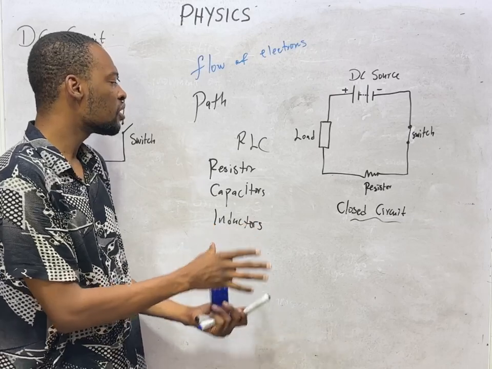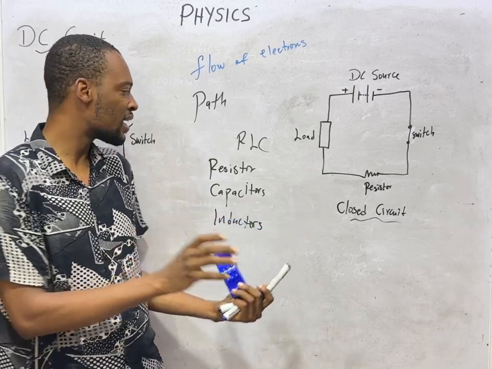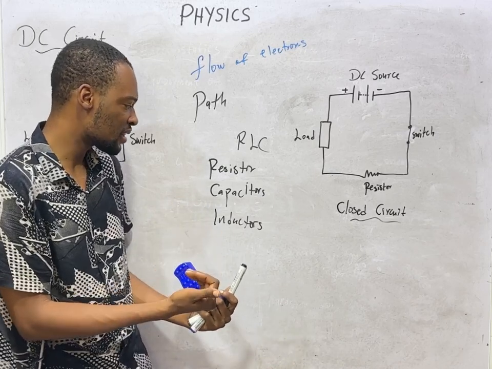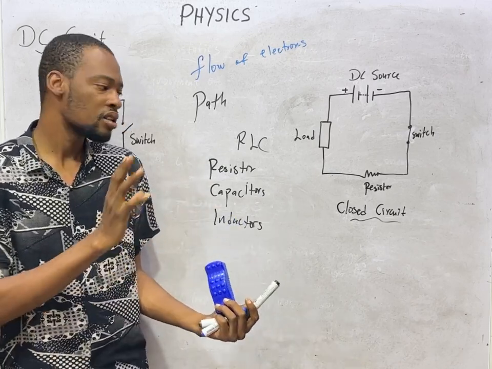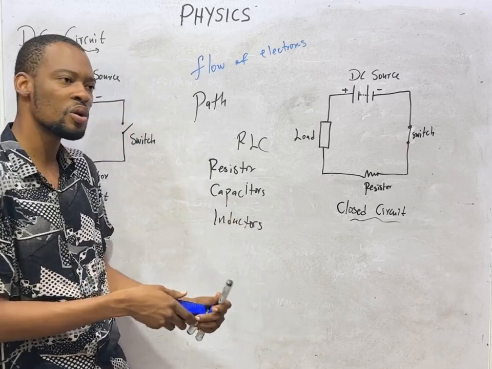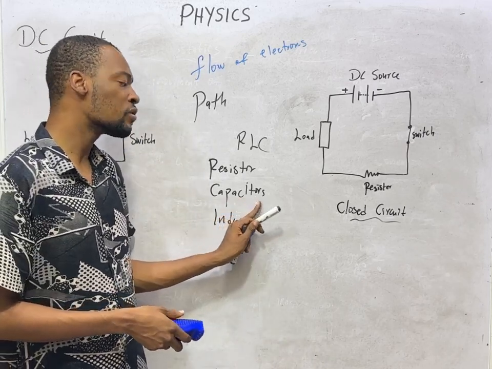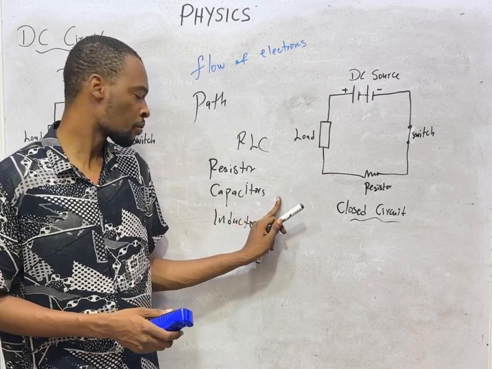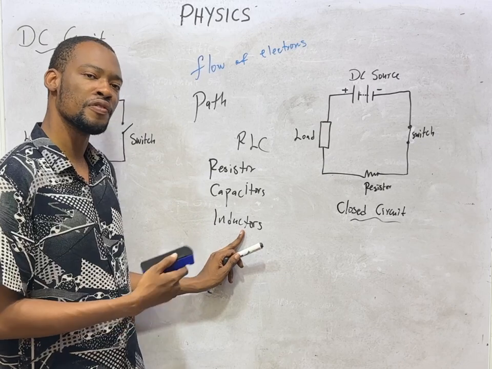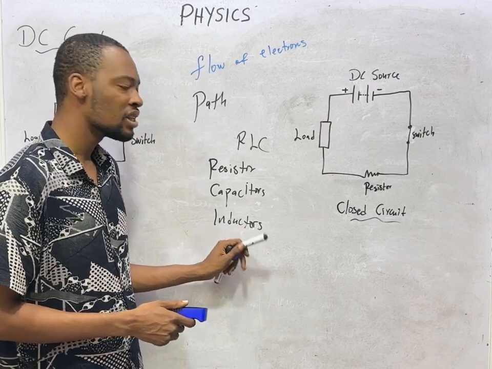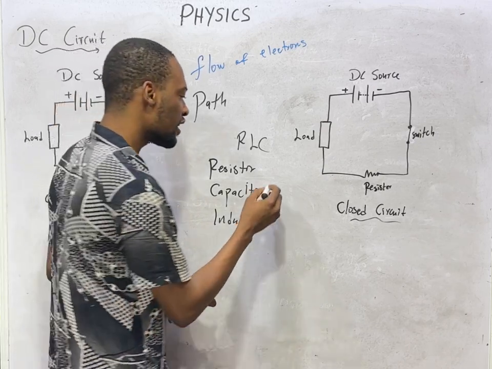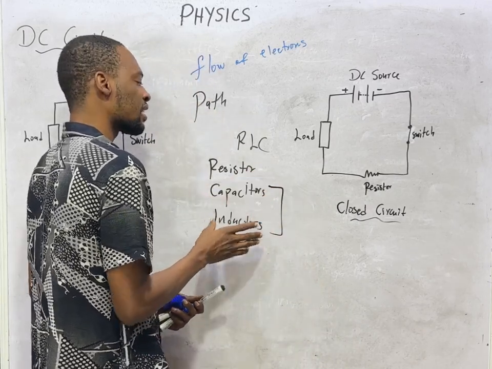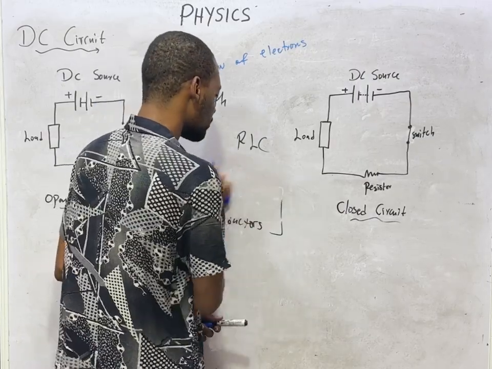So the opposition to the flow of current offered by a resistor is called resistance. The opposition to the flow of current offered by capacitors is called capacitive reactance. The opposition offered by inductors is called inductive reactance. So here, they are capacitive reactance, inductive reactance, and resistance.